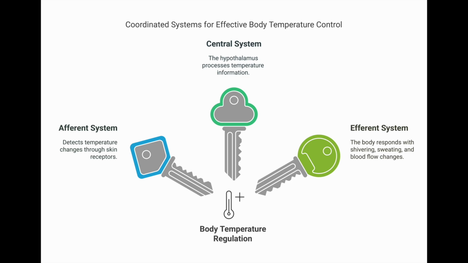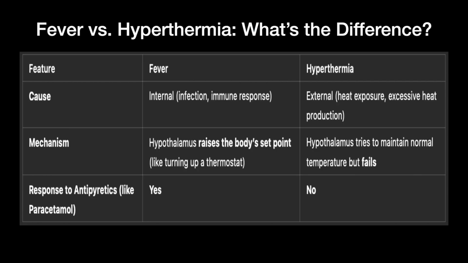So how is the body temperature controlled? We have the afferent systems which transmit the temperature changes through skin receptors, and they send it to the center, that is the hypothalamus, which processes the temperature information. Based on the processing in the hypothalamus, the efferent signals are sent to decrease or increase the temperature based on various mechanisms, like shivering will increase the body temperature, sweating will decrease the body temperature. Like that, the hypothalamus controls the thermostat of the body.